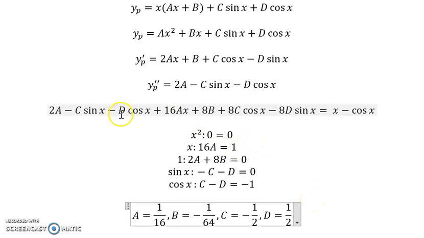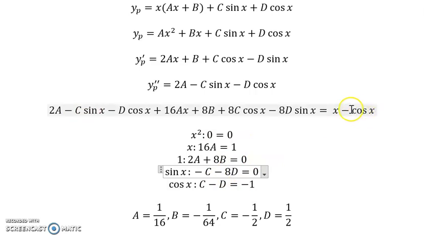And then I combine my sine terms. I've got sine here and I've got sine here. So negative c and negative 8d is equal to 0, because there's no sines over here. And then cosine, I've got 8c and minus d is equal to negative 1.